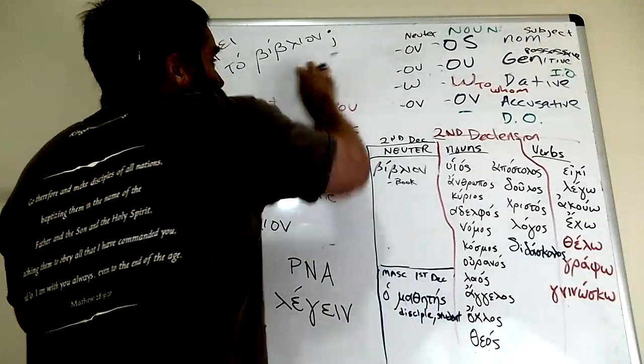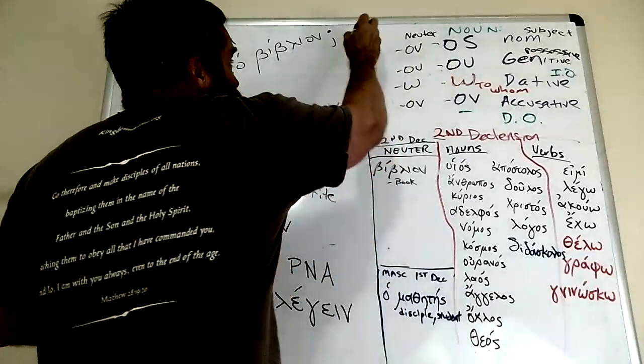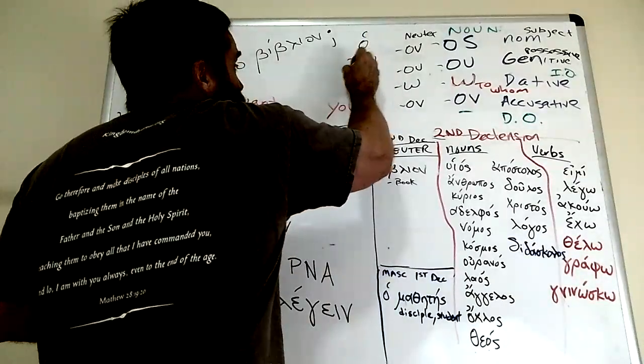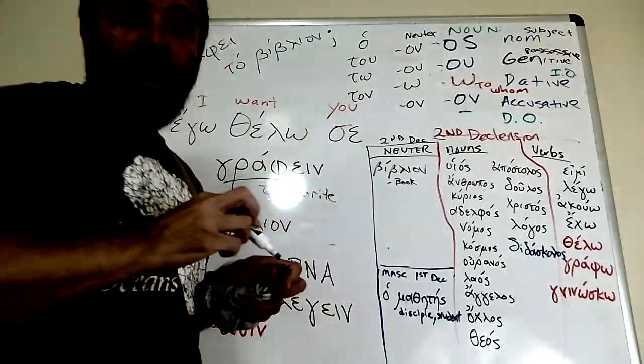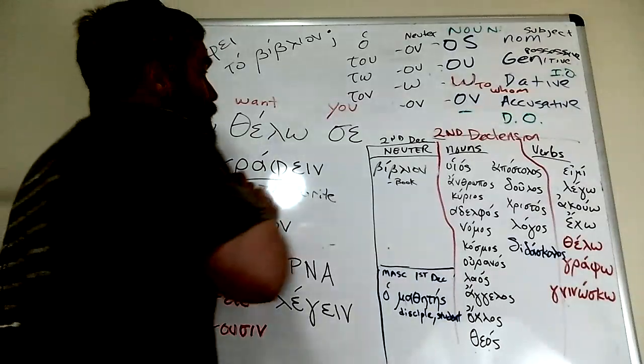So yeah, that's the endings. And then the article: remember the article for masculine was ho, and then we had tu, and then we had to, and then we had ton. Does that ring a bell? Yeah, right. So that's masculine.